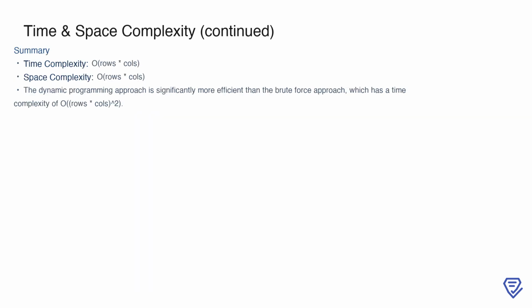In summary, the dynamic programming approach achieves both a time complexity and a space complexity of O(rows * cols), making it significantly more efficient than the brute force method, which has a time complexity of O((rows * cols)^2).